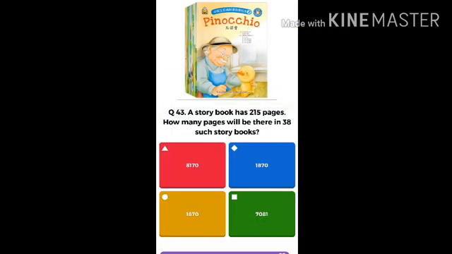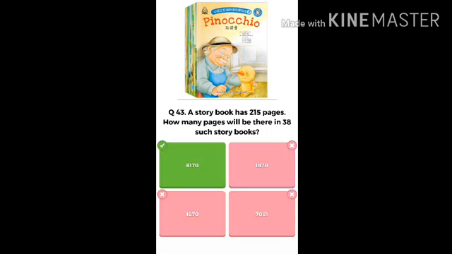A storybook has 215 pages. How many pages will be there in 38 such storybooks? Total number of pages in each book 215. Number of books 38. So 215 multiplied by 38 is equal to 8170.